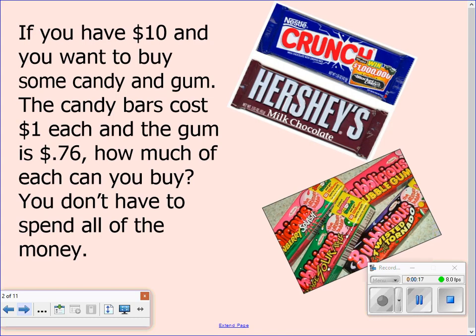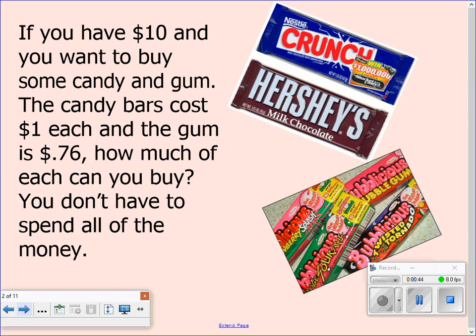How many times have you been to the store and thought, I have this much money and I want to buy this amount of things, but I'm not sure how many of those items I can buy? Well, you're in luck. An inequality can help you solve all types of problems like this. If you had $10 and you wanted to buy some candy and gum, and candy cost $1 and gum cost 76 cents, how much can you buy?